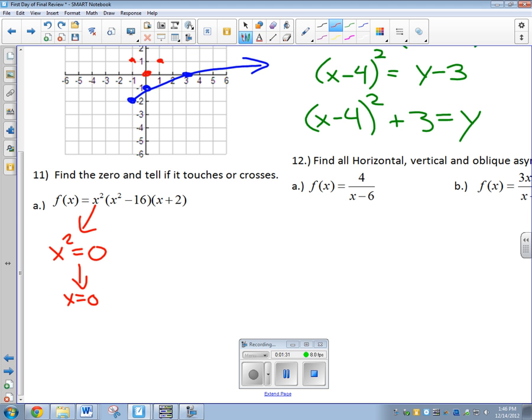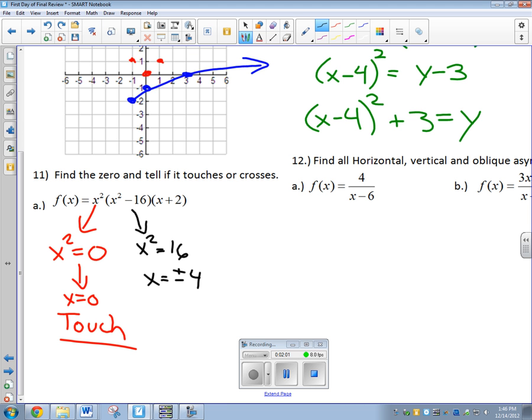Touch. Why is it going to touch, Anthony? Because it's an even exponent. Because the exponent is even, it is going to touch. Let's look at the next one. Be careful here. x squared minus 16. I'm going to set it equal to 0. x is going to be plus 4 and negative 4, plus or minus 4, because I'm going to take the square root.